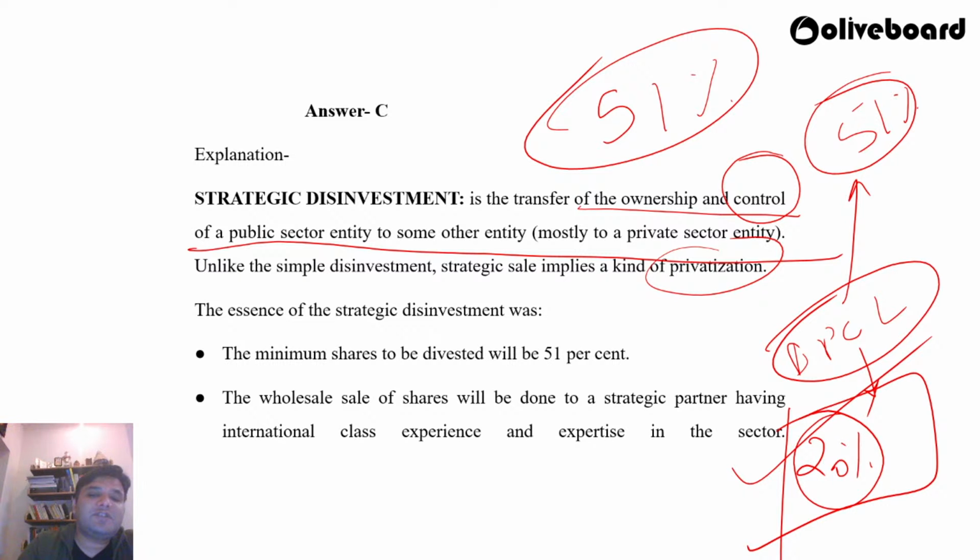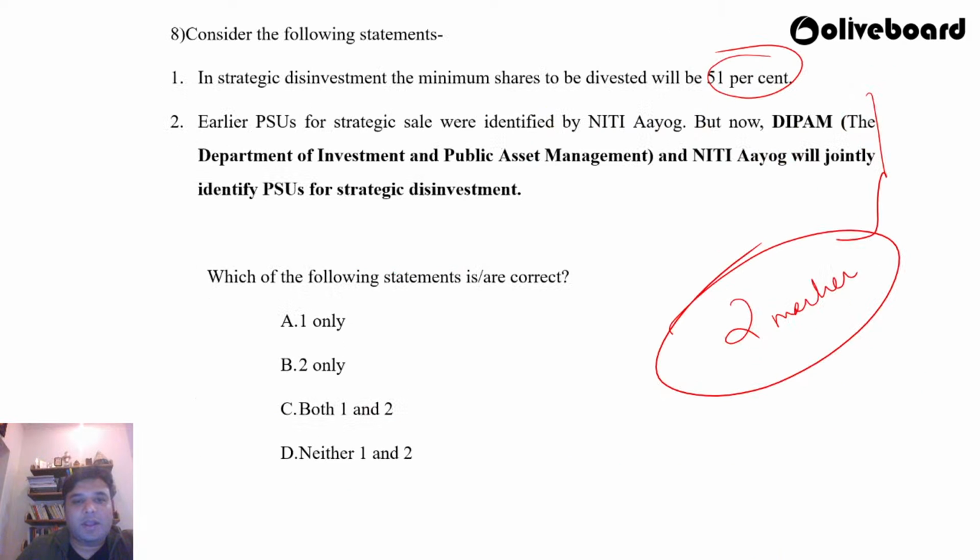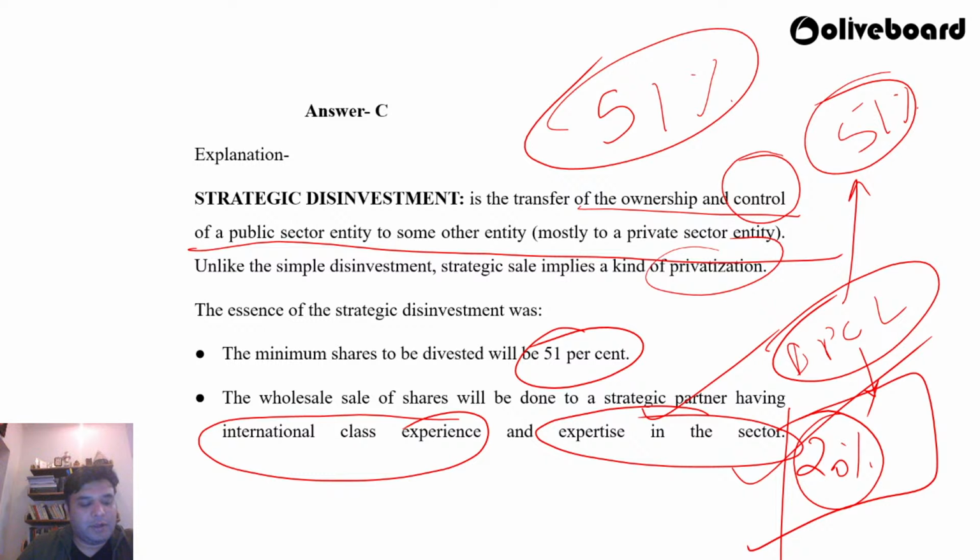Right? So the essence of strategic disinvestment was that the minimum shares to be divested will be 51% and the wholesale sale of shares will be done to a strategic partner having international class experience and expertise in the sector. Okay. And as you can see, the answer is C. Even statement number 2 is correct. Now Niti Aayog along with DIPAM will identify the PSUs for strategic disinvestment. Okay. So those who have given C as the correct answer, congratulations to you.